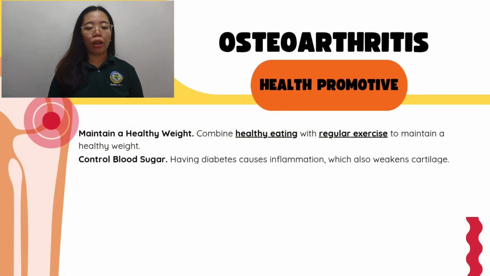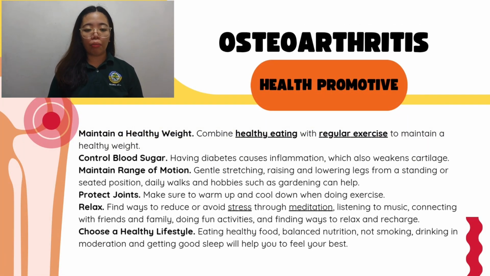Health promotive. Practicing the following habits can slow down osteoarthritis, keep you healthier overall, and delay surgery as long as possible. It is important to pursue a number of different self-care approaches simultaneously. Maintain a healthy weight. Combine healthy eating and regular exercise to maintain a healthy weight. Control blood sugar. Having diabetes causes inflammation, which also weakens cartilage.